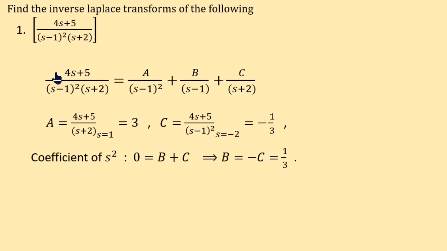Right hand side in the numerator there is no s square term, because when you multiply throughout by (s minus 1) whole square into (s plus 2), this cancels, only 4s plus 5 remains. Therefore b plus c is 0 and hence b is minus c. After finding a value, b value and c value, inverse Laplace transform of this is nothing but inverse Laplace transform of 3 by (s minus 1) whole square plus 1 by 3 by (s minus 1) minus 1 by 3 by (s plus 2). And we know the formula.